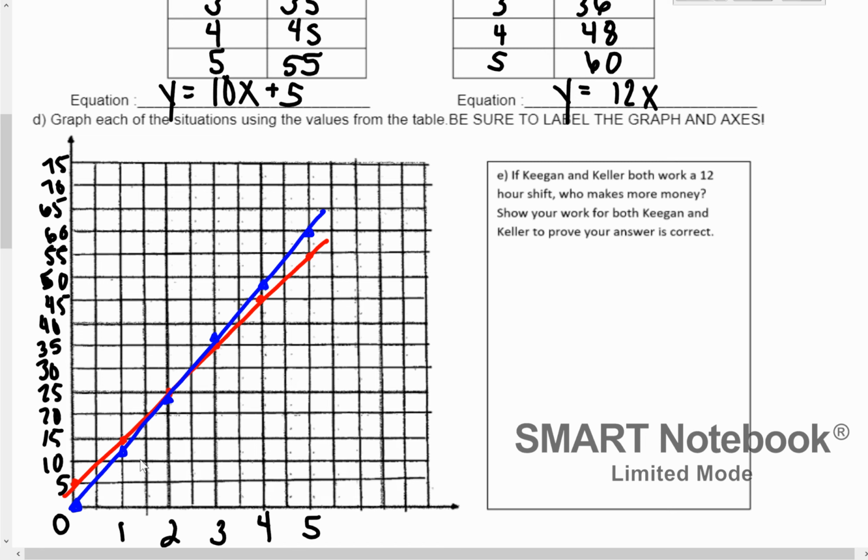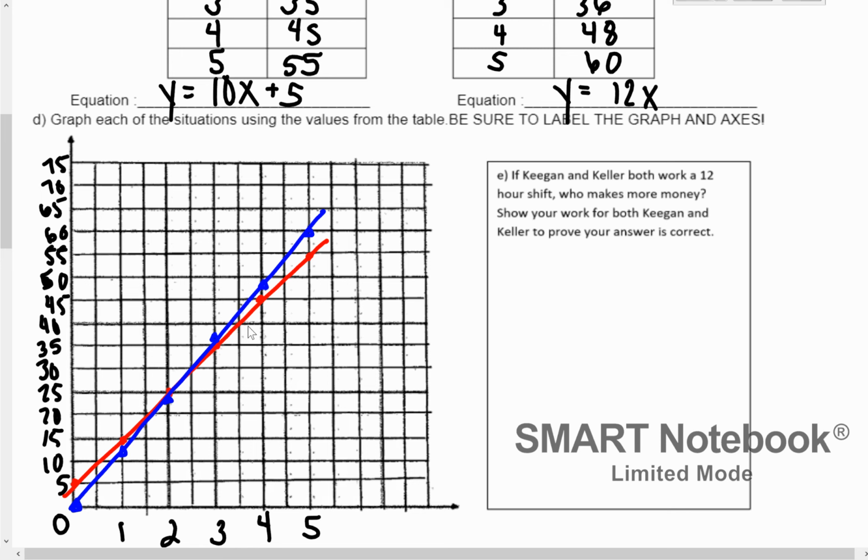Okay, so the point of graphing these on the same graph is because it's going to show you that yes, Keller starts off making less money than Keegan does, because Keller is that blue line, but then they hit a point somewhere around here where Keller starts making more money than Keegan does for working the same amount of hours.